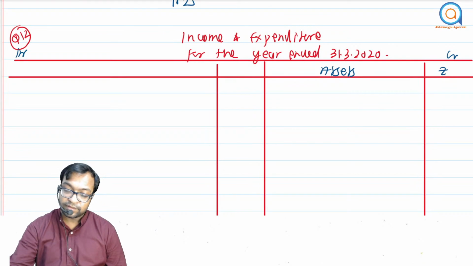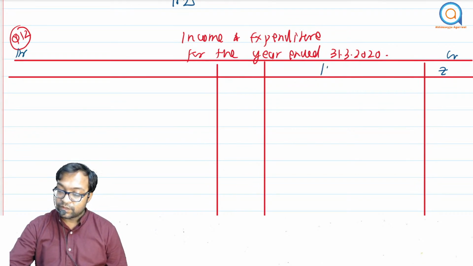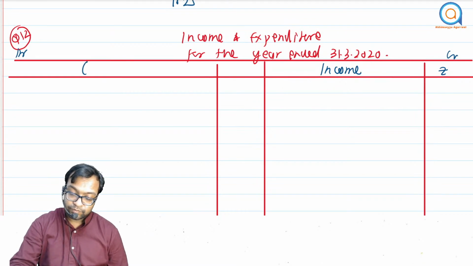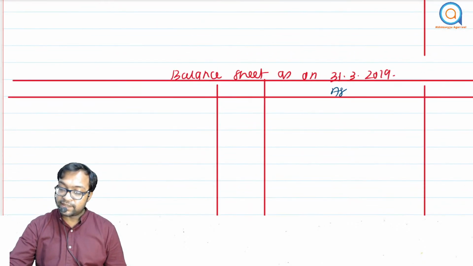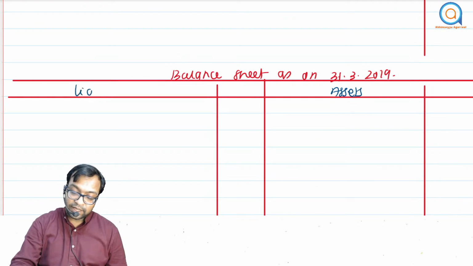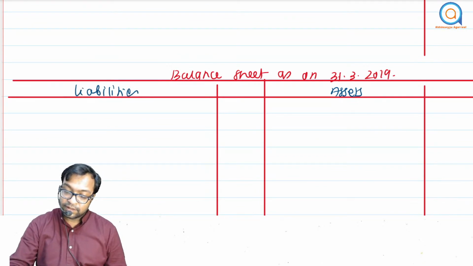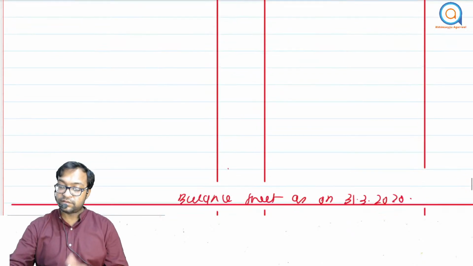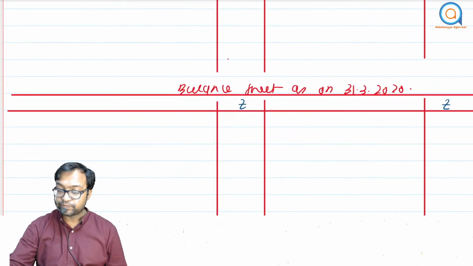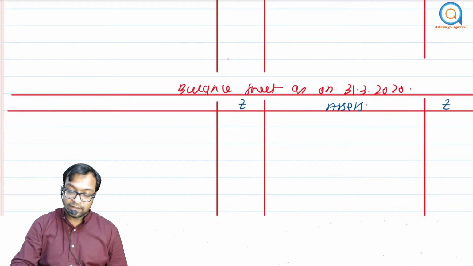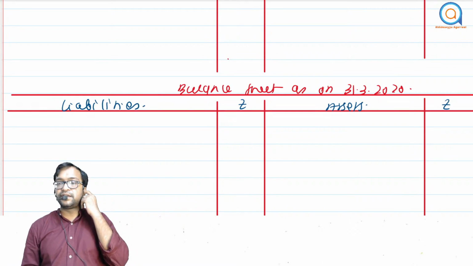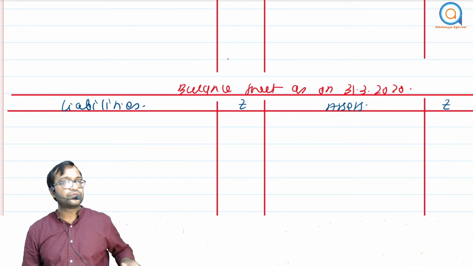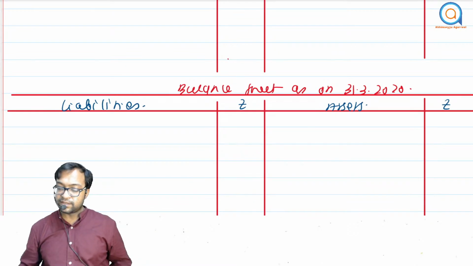What am I writing? Income, expenditure. Rupees. This side is asset, this side is liabilities. Opening balance sheet, and this one is closing balance sheet. Assets and liabilities. Yes, sir. Chalo, shall we proceed? Yes, sir.